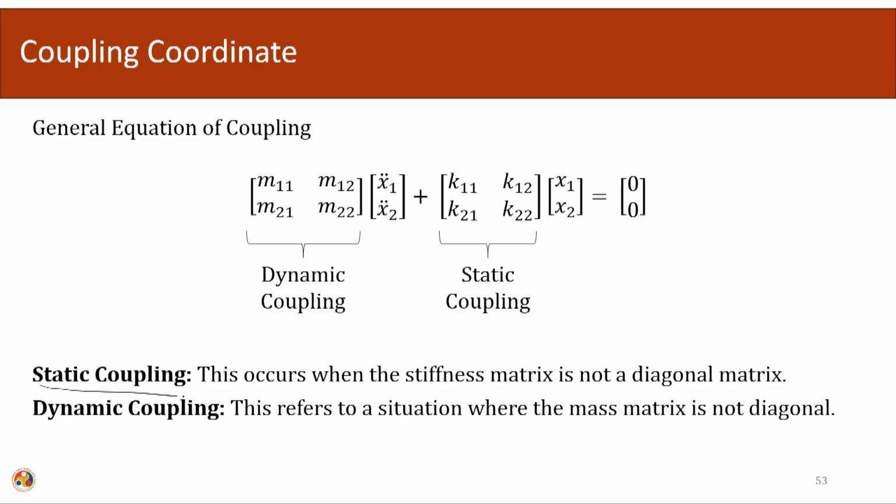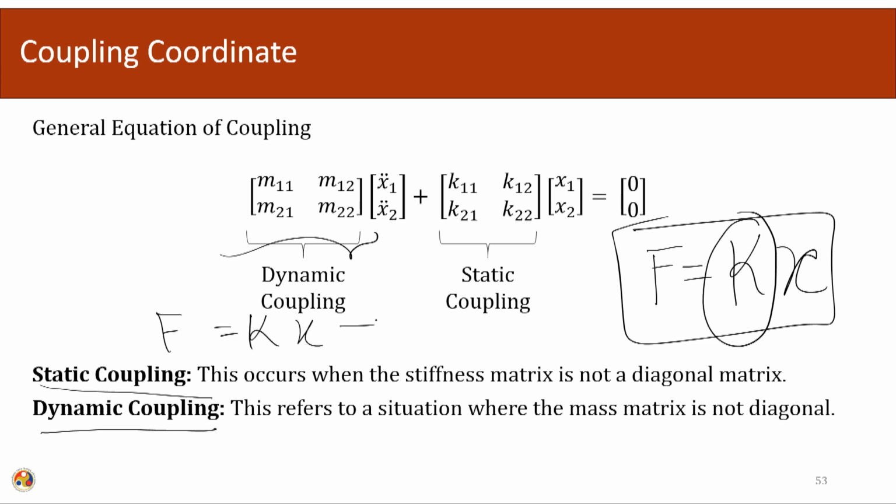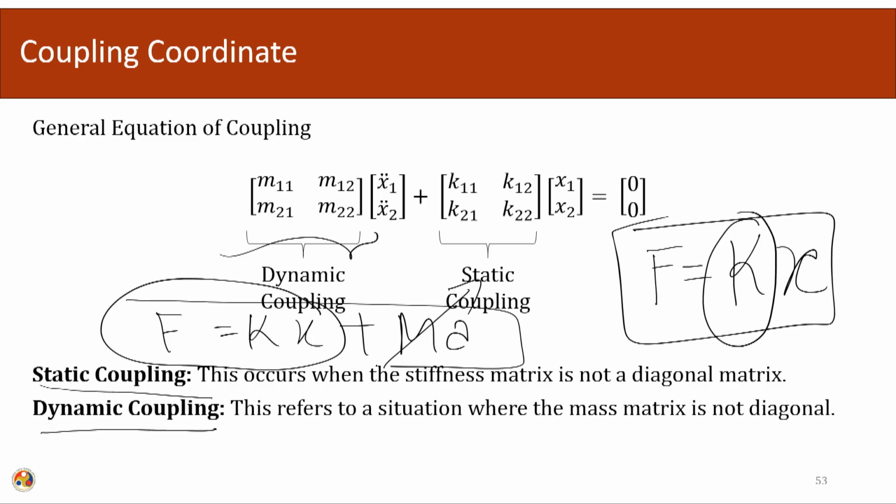So, static coupling, when you say static coupling, it means that we are dealing with equations where the external force is balanced by the stiffness. So, the term is the stiffness function. And when we say dynamic coupling, then the inertia comes into picture. Then the force is balanced by the stiffness plus the inertia term. So, if this term is 0, then this becomes a case of static coupling, and if the inertia term is present, then this becomes a case of dynamic coupling.